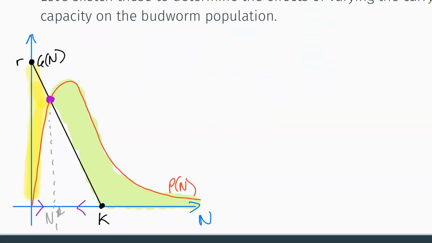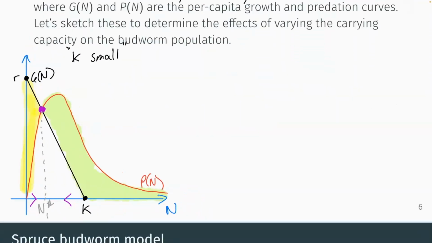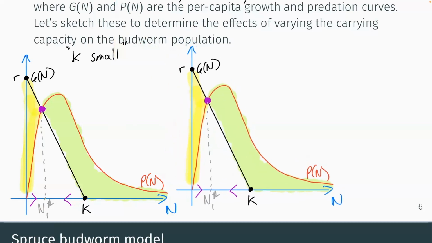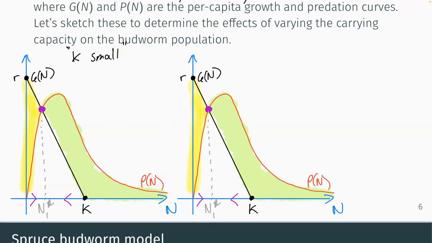Okay, so that's for K small, a relatively small carrying capacity for my spruce budworms. Okay, let's do the same again, but think about what happens when K gets a little bit bigger. I'll try and cheat if I can here. So what's this going to look like now?